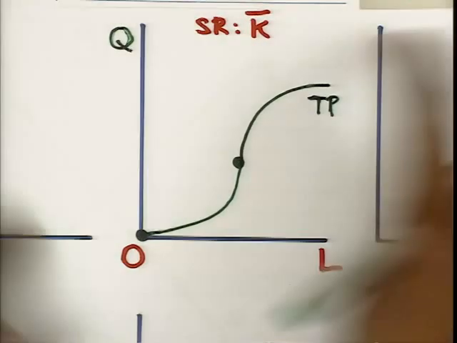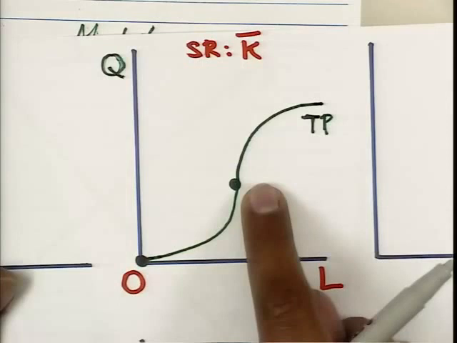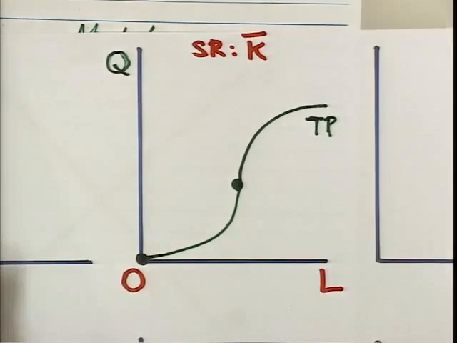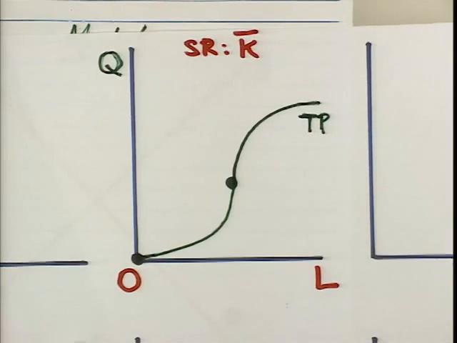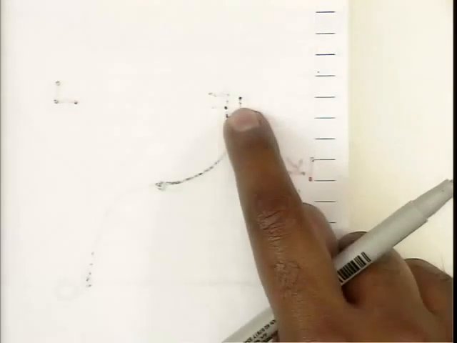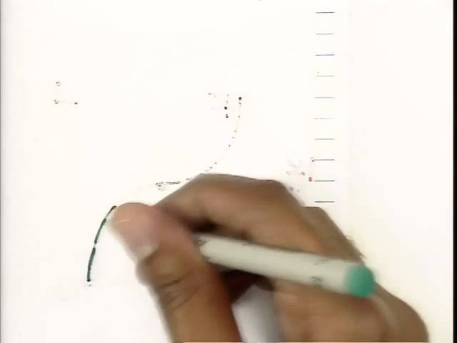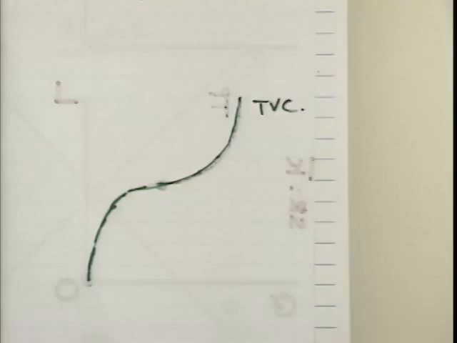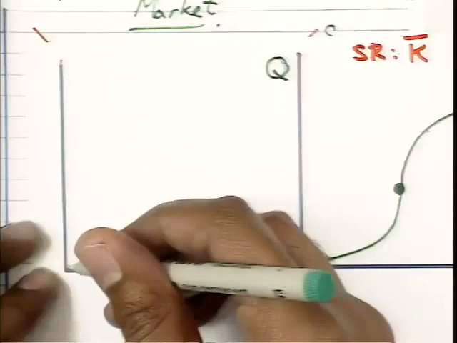So the total product curve has this unusual shape, initially increasing at an increasing rate, specialization, then increasing at a decreasing rate because of our fixed resource, the capital. Now, if you invert that, you will get the variable cost of the firm. The shape of that curve also gives you the total variable cost. We'll just draw it on the side.